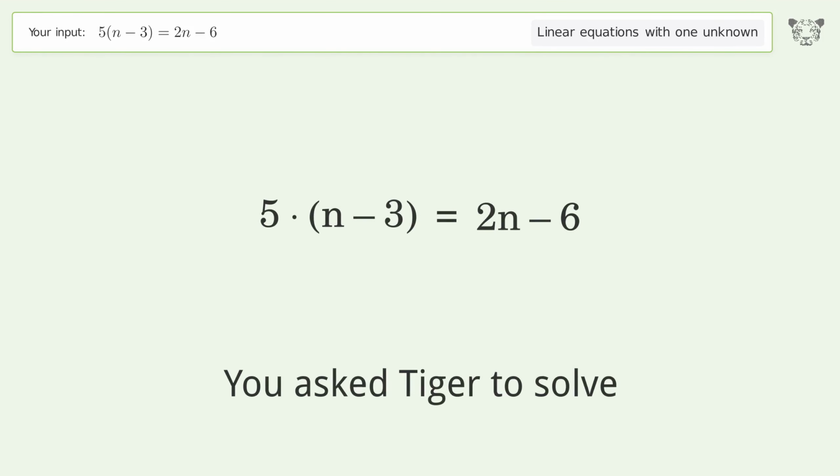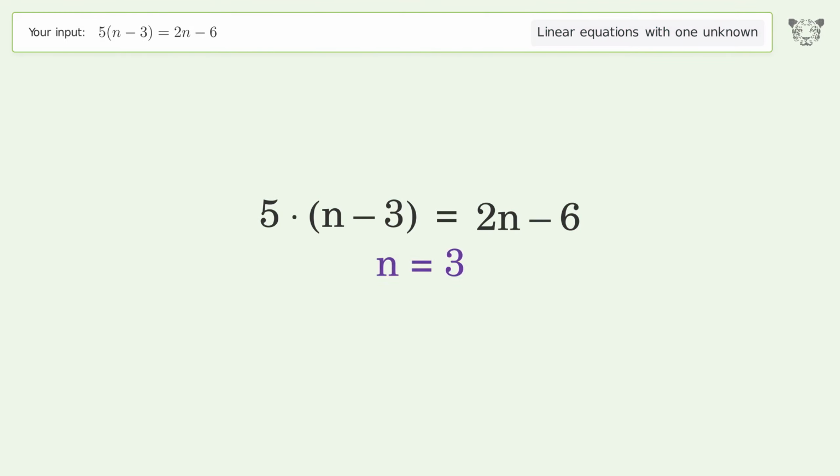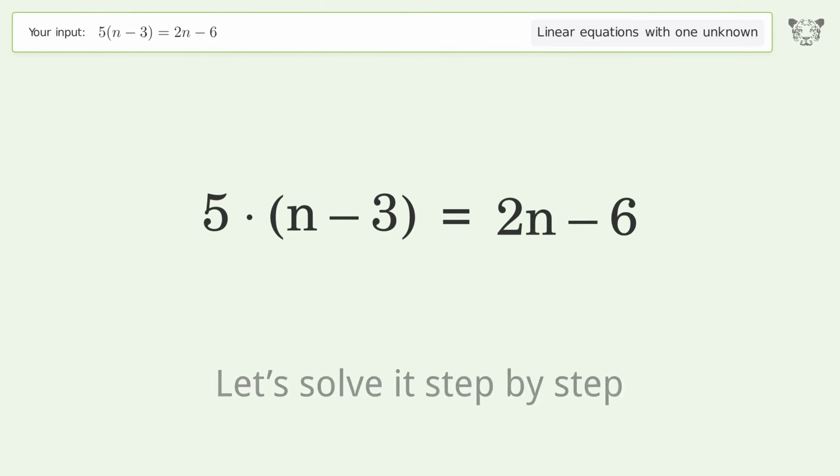You ask Tiger to solve. This deals with linear equations with one unknown. The final result is n=3. Let's solve it step by step.